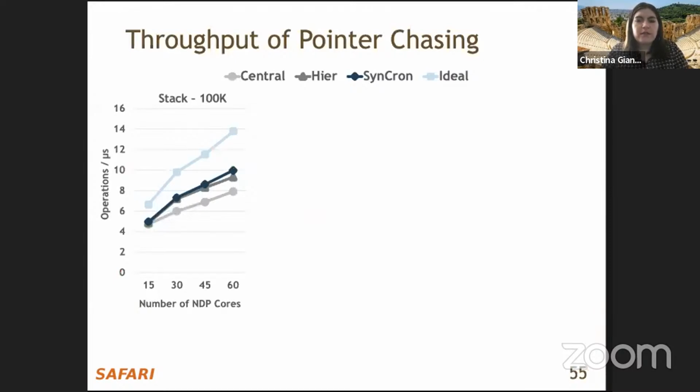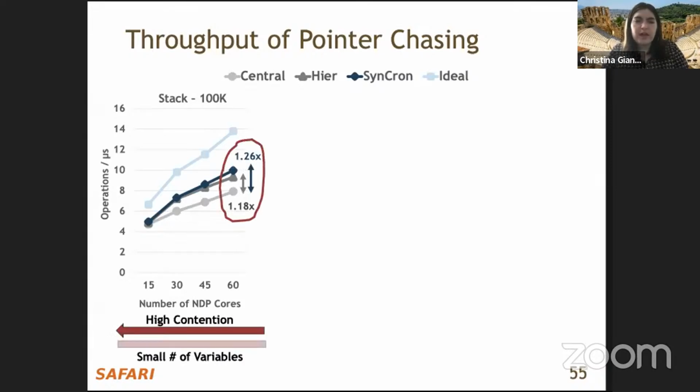First, we demonstrate the performance of all these four comparison points by using pointer chasing data structures. In this plot, we increase the number of NDP units of the system. Each NDP unit includes 15 NDP cores, so we increase the number of NDP cores in steps of 15. And we show the throughput achieved by all of these four synchronization schemes.